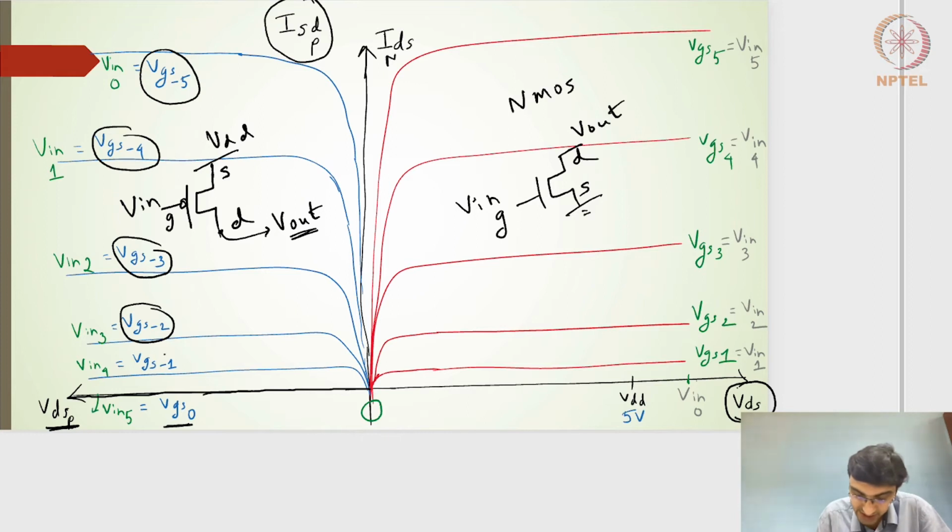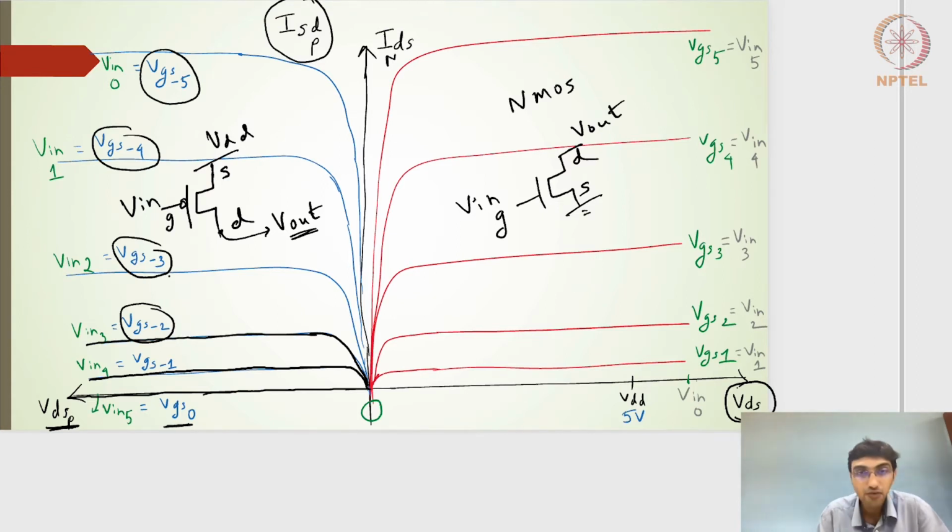And if the VSG is 1, that means VGS is minus 1 volts. I will get this particular profile: linear region, and then it goes to the saturation. If VGS is minus 2, that means VSG is plus 2, then I'll start with the linear region and then proceed to the saturation region.